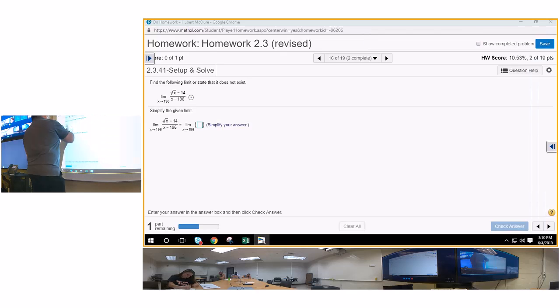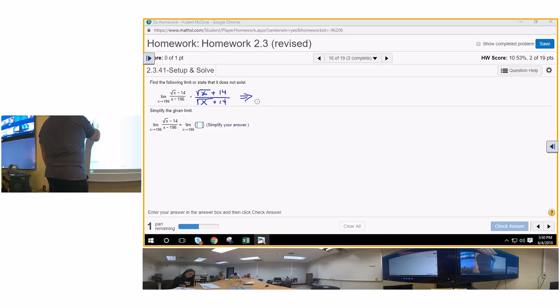So that's the square root of x plus 14 over the square root of x plus 14. And up top, that's going to give us x minus what? What's 14 squared? 196?